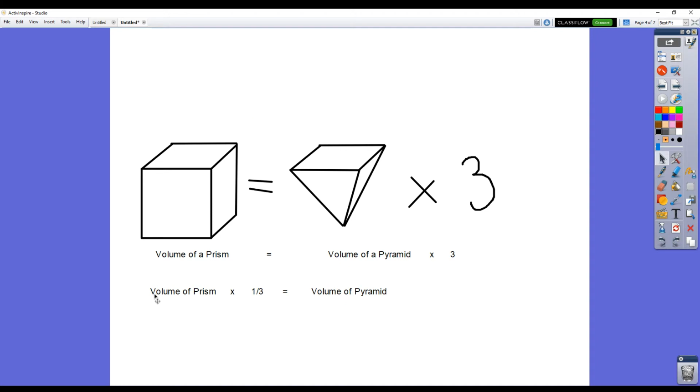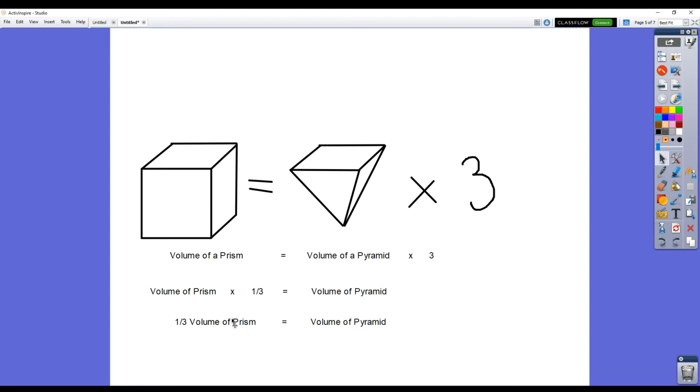So once we've solved it, we now have the volume of a prism times 1/3 equals the volume of a pyramid. I'm just going to put that in a different order. So see here, I changed the order. It was volume of a prism times 1/3. It's now 1/3 volume of a prism. Whenever there's no operation, that means multiply.